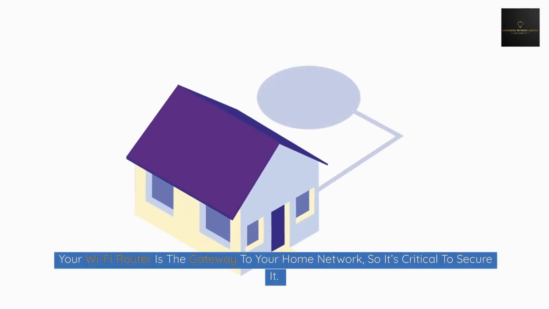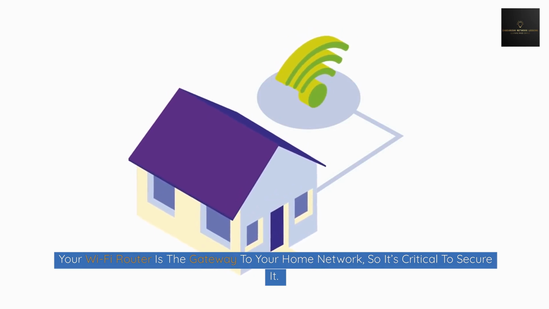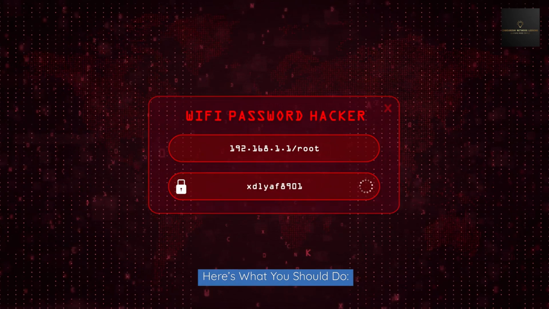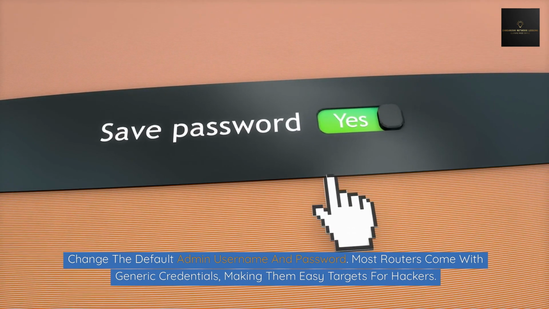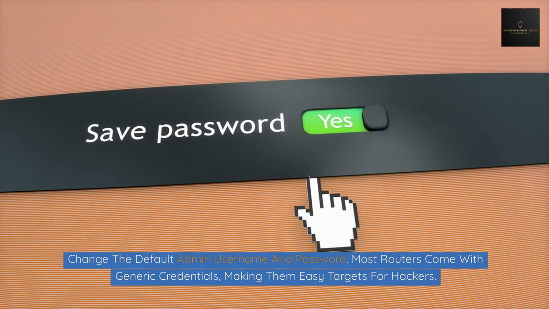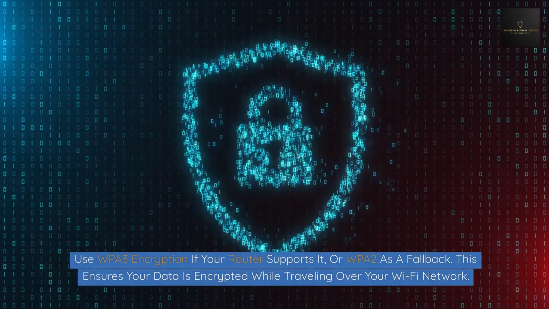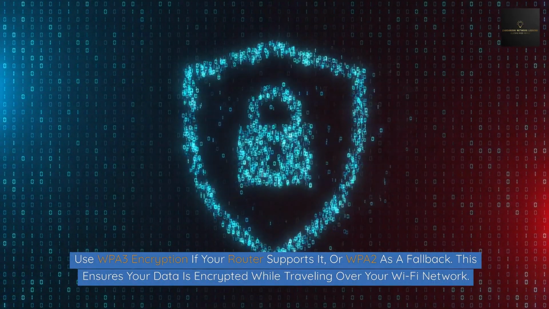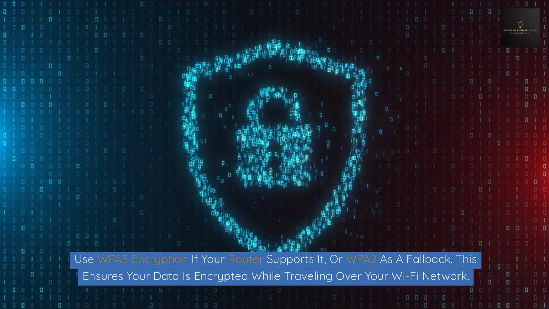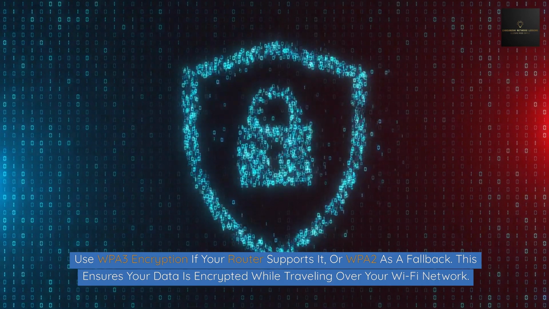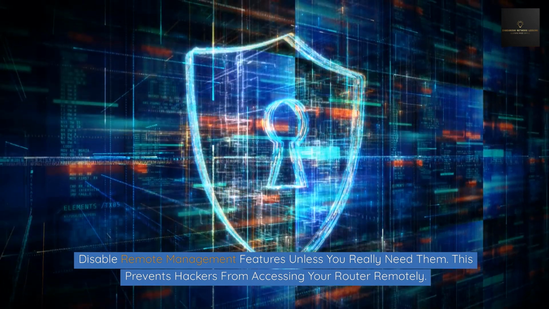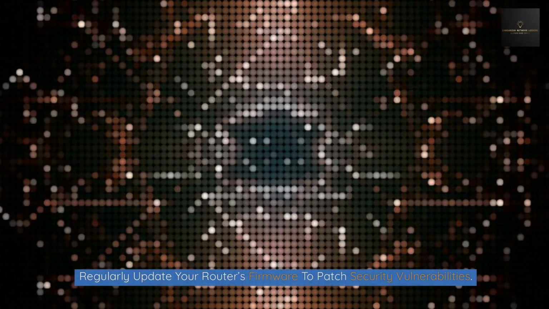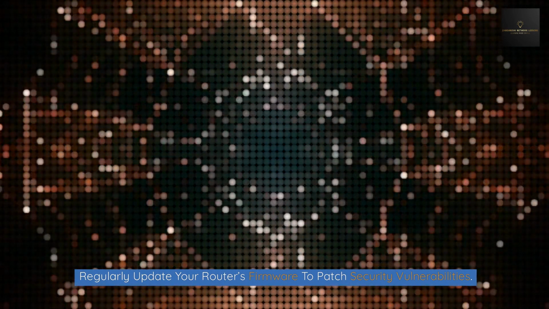1. Secure your Wi-Fi router. Your Wi-Fi router is the gateway to your home network, so it's critical to secure it. Here's what you should do. Change the default admin username and password. Most routers come with generic credentials, making them easy targets for hackers. Use WPA3 encryption if your router supports it, or WPA2 as a fallback. This ensures your data is encrypted while traveling over your Wi-Fi network. Disable remote management features unless you really need them. This prevents hackers from accessing your router remotely. Regularly update your router's firmware to patch security vulnerabilities.